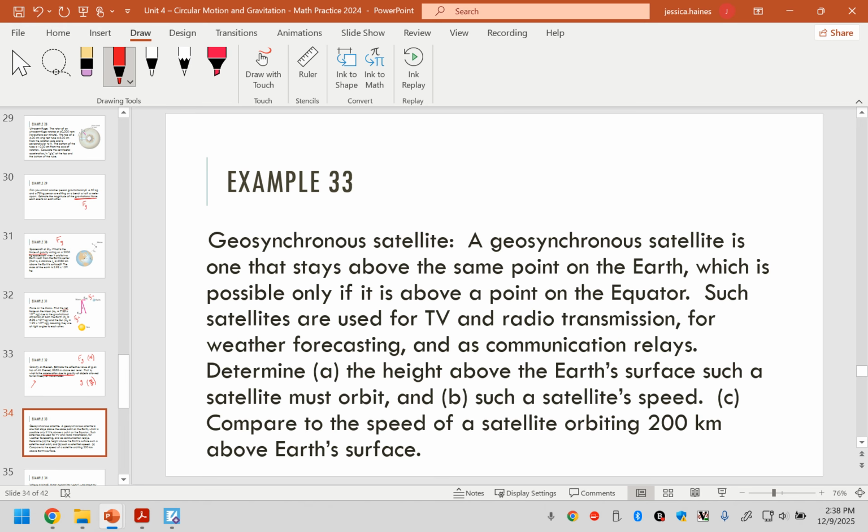Geosynchronous satellites. Actually, this is kind of an important one that we talked about.